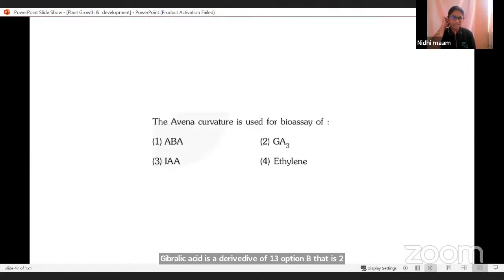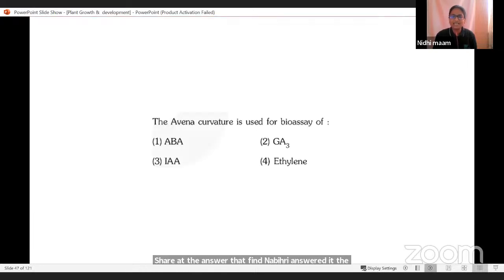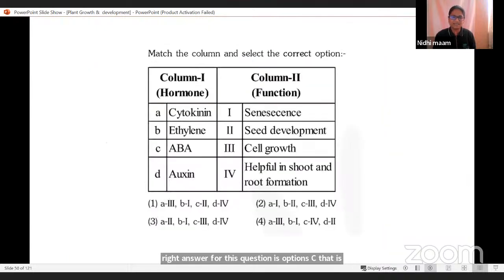Next question. The Avena curvature is used for bioassay of which hormone? It is used for a bioassay of: 1 ABA, 2 GA3, 3 IAA, 4 ethylene. The quick response is given by Impana as option B. Aishwarya KM, Bhimabai Ambedkar are active on YouTube. Sharath answered it. Fine. Navyashri answered it. The right answer for this question is option C, that is IAA, indole 3 acetic acid.